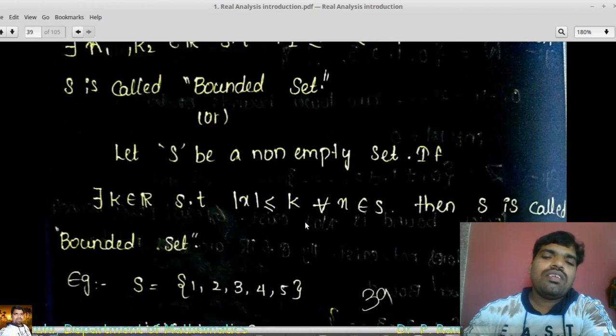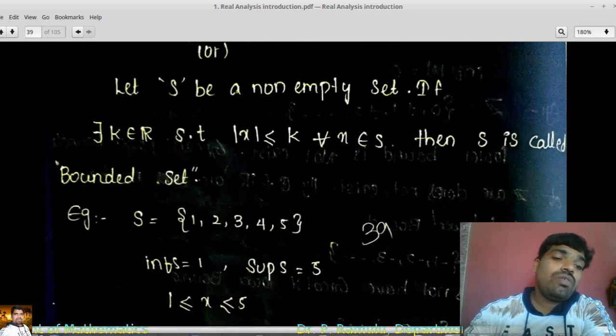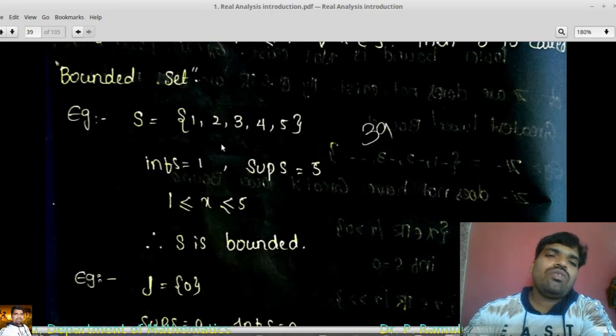So that's why here I am writing that k belongs to the positive real numbers. If k belongs to R plus and mod x is less than or equal to k for all x belonging to S, then it is called a bounded set. For example, S is equal to {1, 2, 3, 4, 5}.